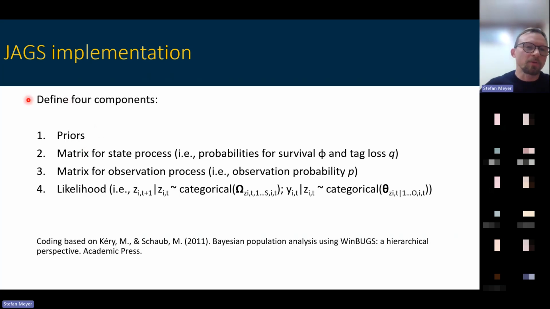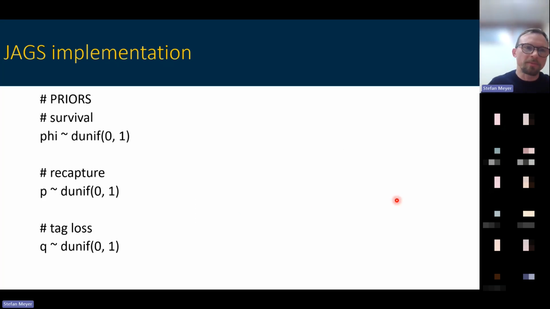So first, I define 4 components. First, simply our prior distributions. Then the matrix for the state process, so for our survival and tag loss. A matrix for the observation process, for our observation probability p, and then our likelihood, so basically coding up our categorical distributions that I described before. For priors, this is pretty simple. We need priors for all 3 probabilities, so for survival phi, for recapture p, and tag loss q. In this case, I assume weakly informative priors, so using uniform priors between 0 and 1.